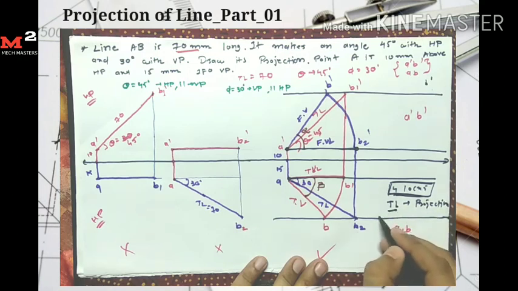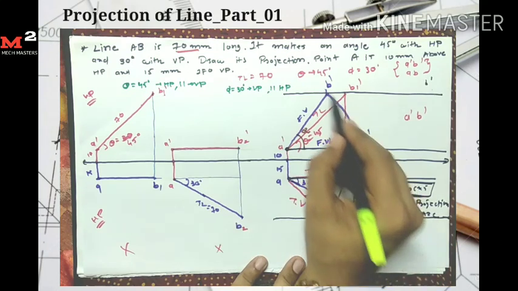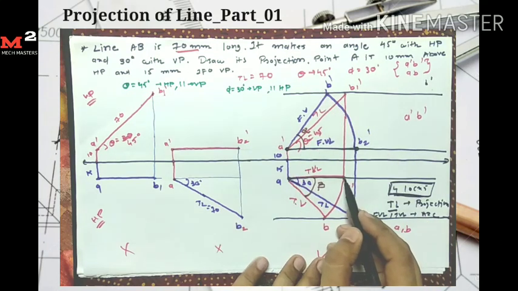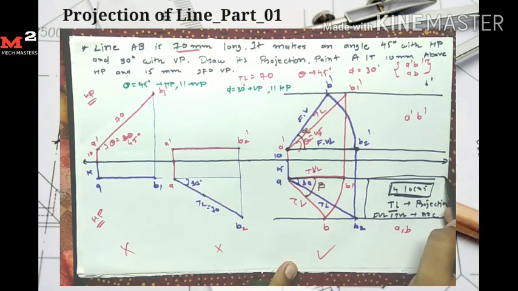And from the front view length or top view length we draw the arc. Here from the front view length I draw the arc. Similarly here from the top view length I draw the arc. So note down this point.